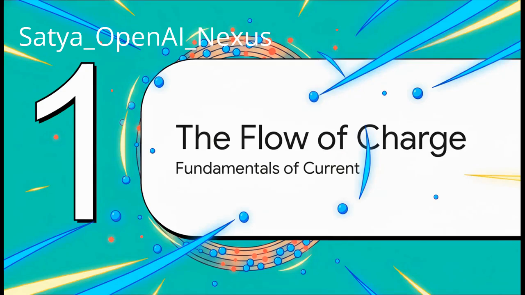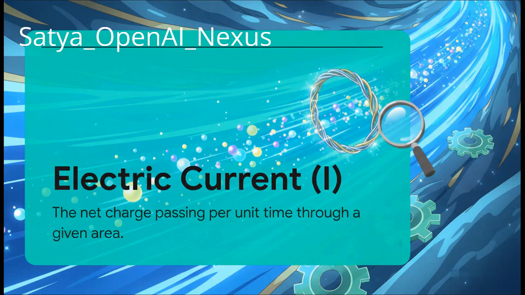We've got to start with the most basic question of all. What exactly is electric current? Okay, I want you to imagine a river. The amount of water that flows past a certain point every second, that's the river's current. Well, electric current is pretty much the exact same idea. But instead of water molecules, we're talking about electric charge.